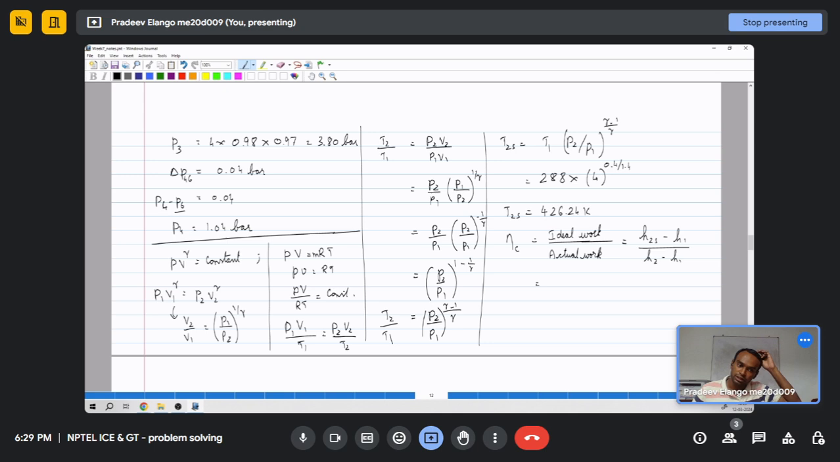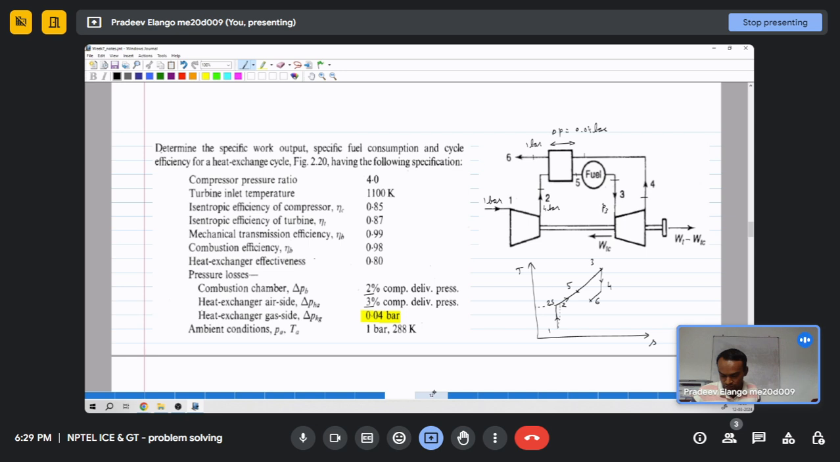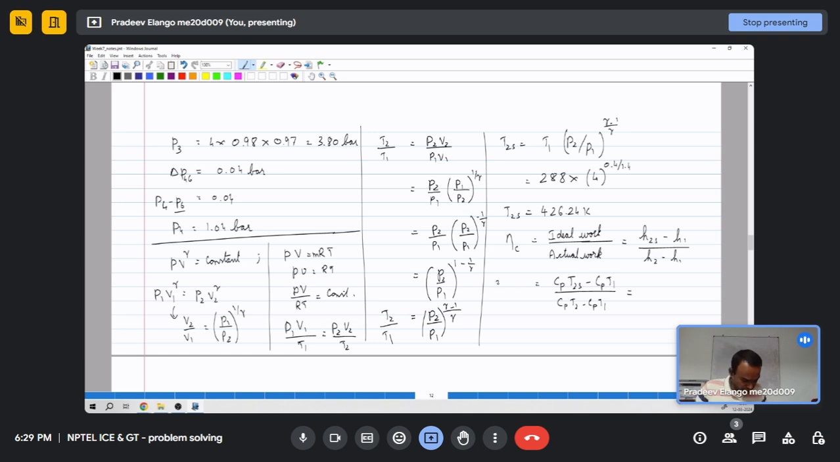Enthalpy is only a function of temperature, that is Cp into T. So we can consider Cp into T2S minus Cp into T1, over Cp into T2 minus Cp into T1, and then you can take Cp as common, and we'll be left with only the temperature terms. On the left hand side, compressor efficiency is given as 0.85. So I'm writing 0.85 here, and then we'll be left with T2S minus T1 over T2 minus T1.